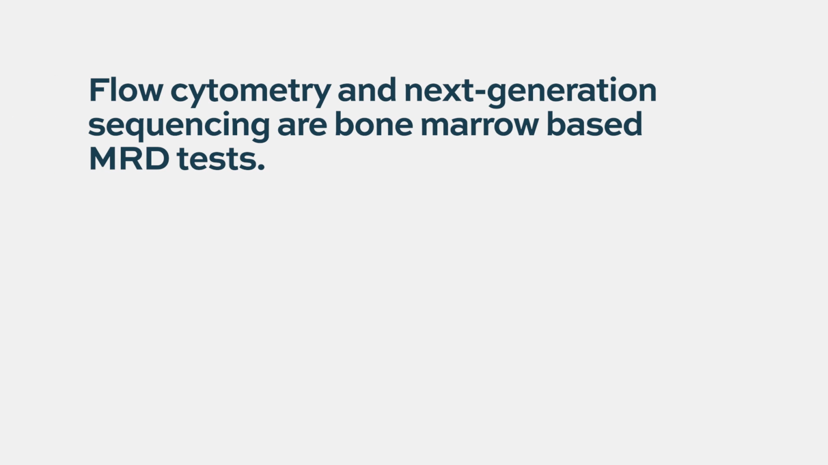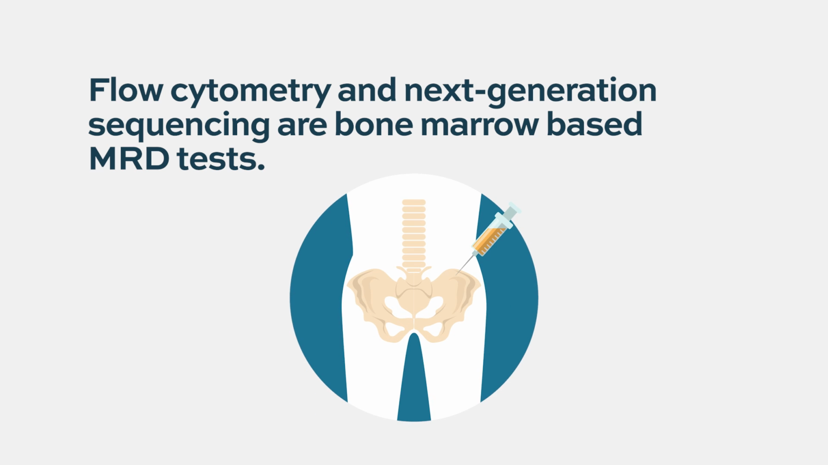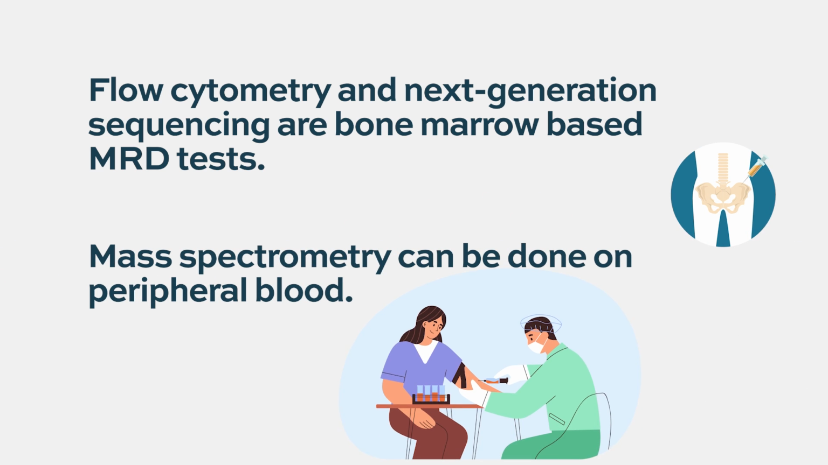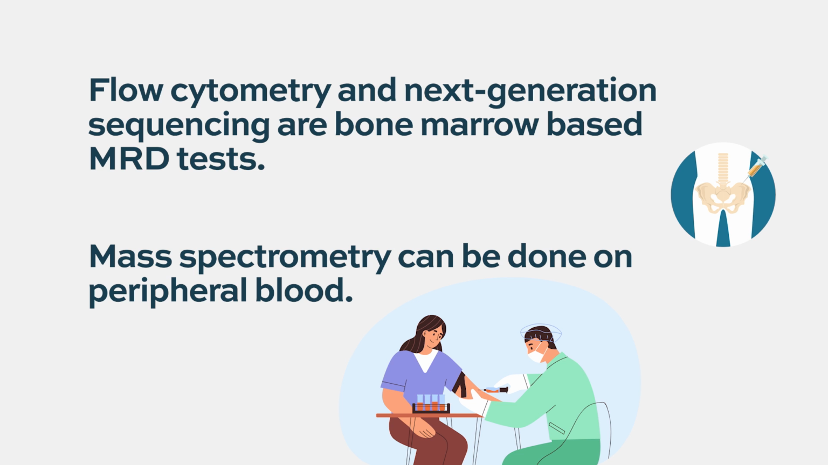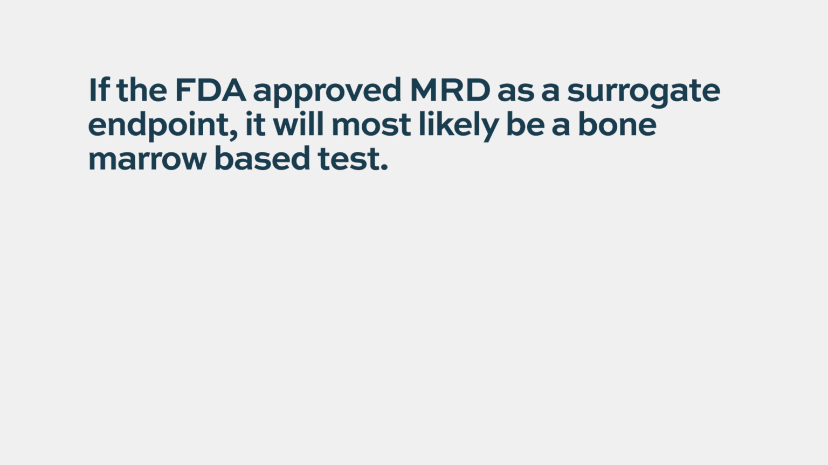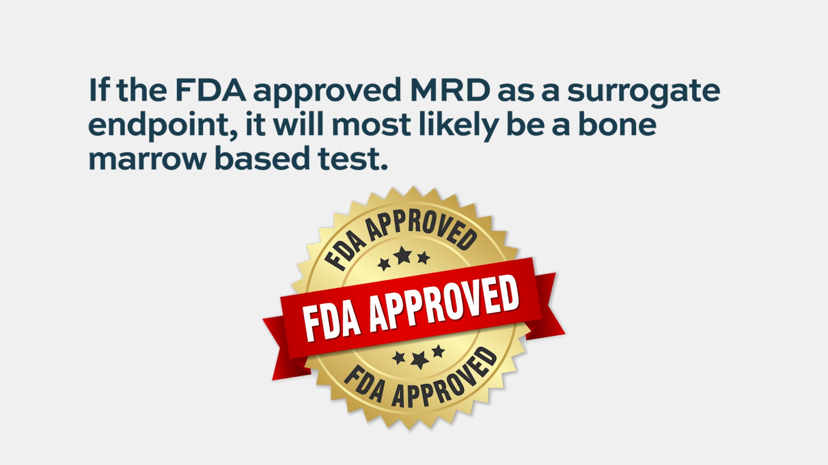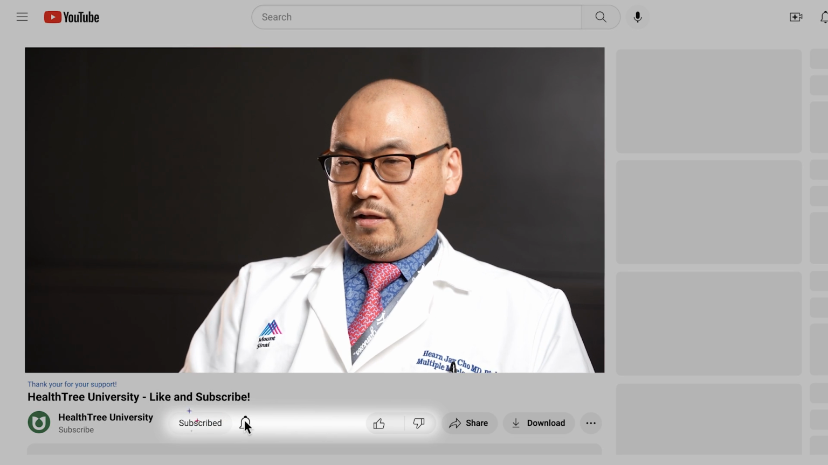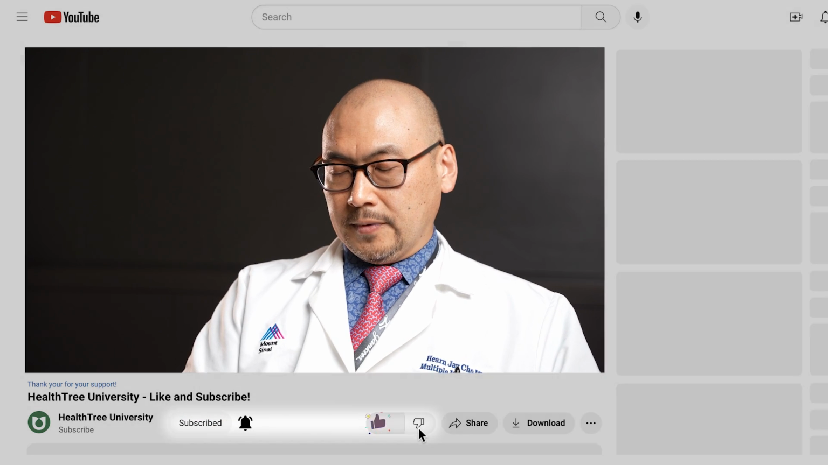Flow cytometry and the next-gen sequencing MRDs need bone marrow. The mass spec technology can be done on peripheral blood. Of those three, the mass spec technology is the least well developed at this point. So the likelihood is, if and when MRD is adopted as a surrogate endpoint by the FDA, either the flow cytometry and or the next-gen sequencing will be the ones that will be accepted. So there's still work that needs to be done to position the mass spec assay as a surrogate endpoint for clinical trials.